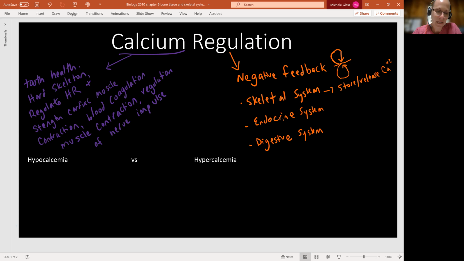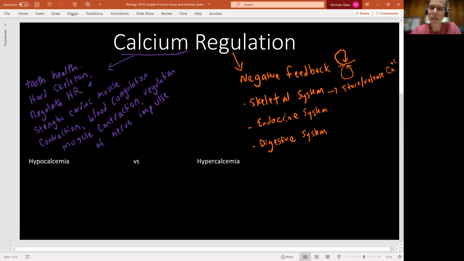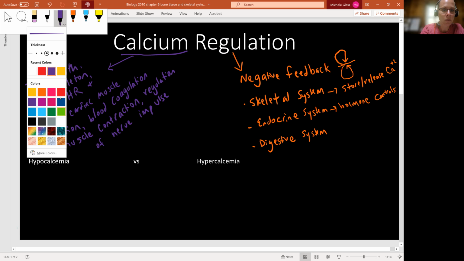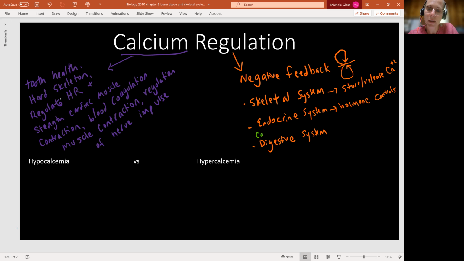In the case of the endocrine system, we'll see there are going to be some important hormone controls. And we've actually mentioned these hormones in the previous video. So remember, we're going to be talking here about calcitonin. We're going to be talking about parathyroid hormone, which I'll abbreviate here, PTH. And we're going to be talking about calcitriol.